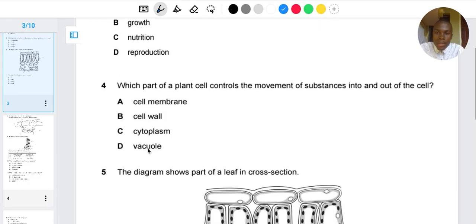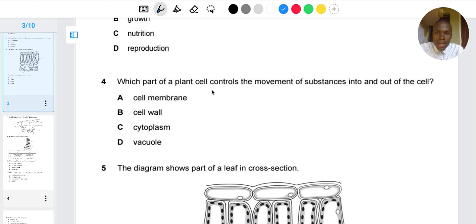Then as for question 2, it says, which part of a cell controls the movement of substances into and out of the cell? This one acts as a selectively permeable membrane, which is the cell membrane, as A. The cell wall provides the rigid structure of a plant. The cytoplasm is the site for chemical reactions. The vacuole contains cell sap, that is sugar, salt and water, so it provides the hypertonic solution to the plant.